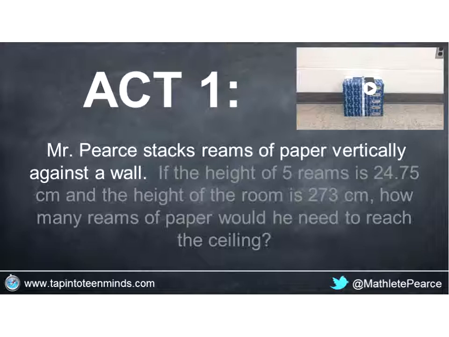So if you recall that Act 1 video, we just saw some paper and we just saw a wall in a room. I kind of made it obvious with the camera. We kind of looked up the wall, like scaled the wall with the camera, but ultimately nothing else was given. So it left you kind of wondering. And then we put the ball in your court. You guys came up with the questions, and many of you had actually brought up the same question that we actually solved, which was how many reams of paper would we need to reach the ceiling?